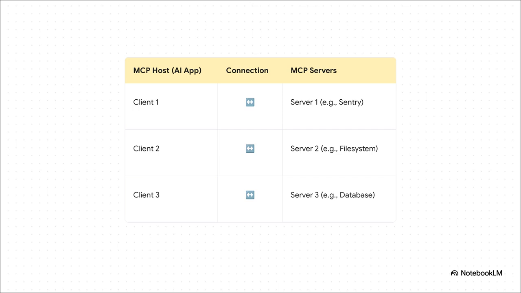And the way this is set up is actually pretty brilliant. The main AI app, the host, doesn't try to have one big, messy conversation with every server at once. No way. Instead, it spins up a separate, dedicated client for each and every server it wants to talk to. So you get one client for Sentry, another for the file system. You get the idea. It keeps everything in these clean, one-to-one channels, which is just a much more stable and scalable way to do things.